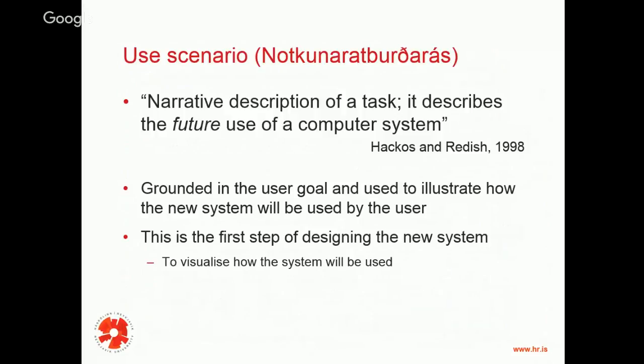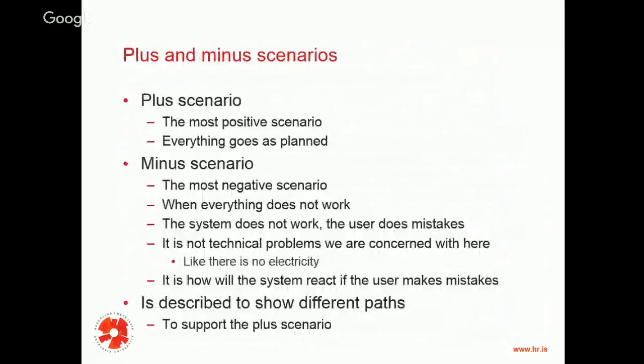Then we have the other type called use scenarios. So it describes the future use, above the line there, the new situation. And both task and use scenarios are grounded in the user goals and are used to illustrate how the situation is. For the use scenarios, it's the situation including the new system and how it will be used by the user. So here we have these 2 types, but then we have also 2 types of the scenario.